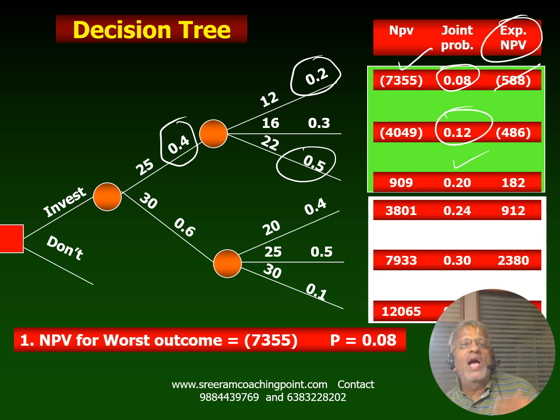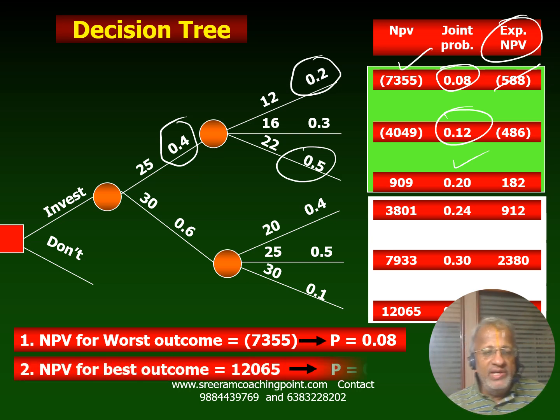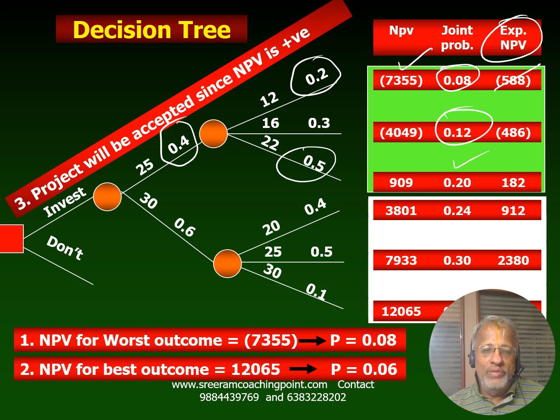So we will answer the questions one by one. NPV for the worst outcome is 7355 and the probability is 8%. And when it is the best performance, it is 12065. The probability of occurrence is 6%. And then lastly, we are expected to answer whether the project will be accepted or not. The answer to that question is yes. The project has to be accepted because it results in a positive NPV as a whole.